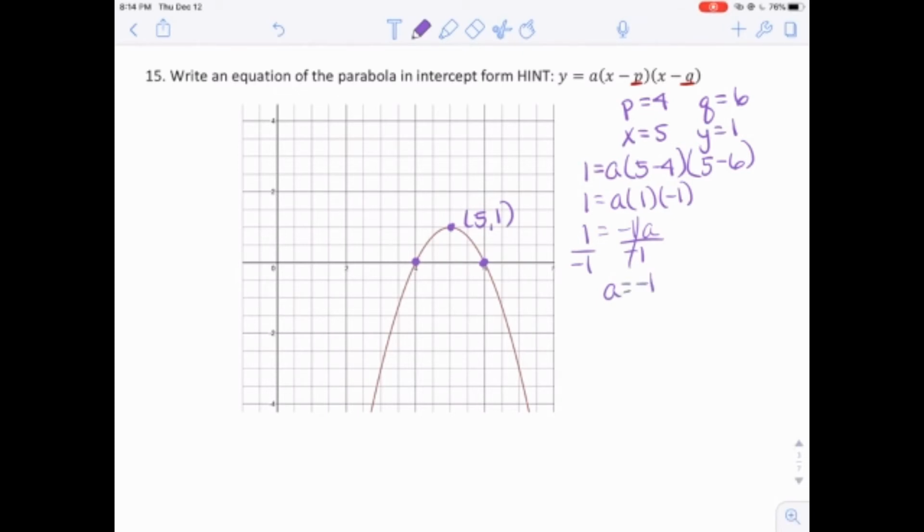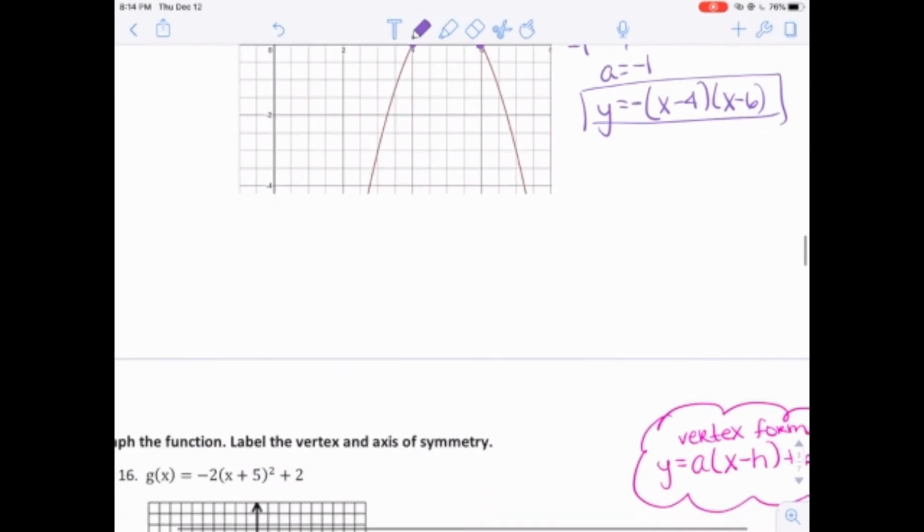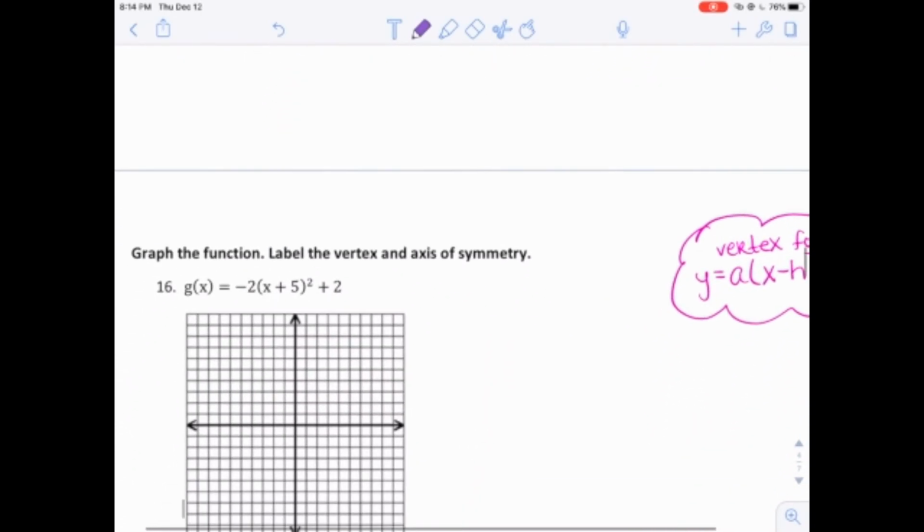So now that I know a, I want to write my final equation plugging in a, p, and q, leaving x and y as variables. So we have y is equal to -1, but we would just usually write that as just a negative, x minus 4, x minus 6, and that is our intercept form, also known as our factored form once we get into factoring in the third six weeks.